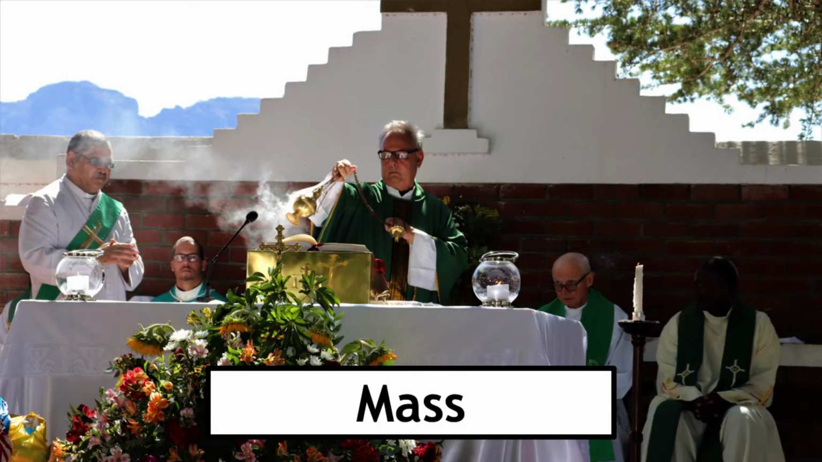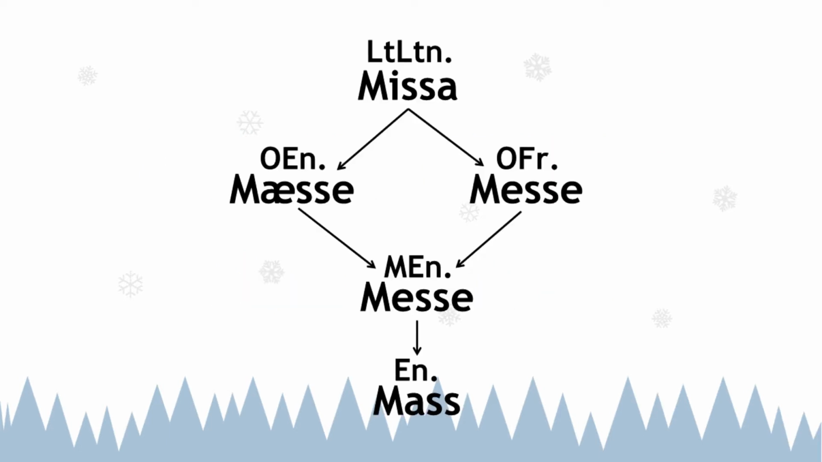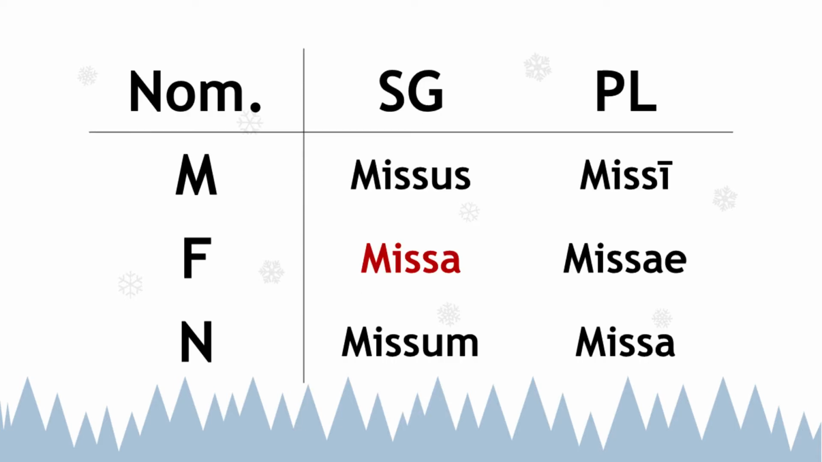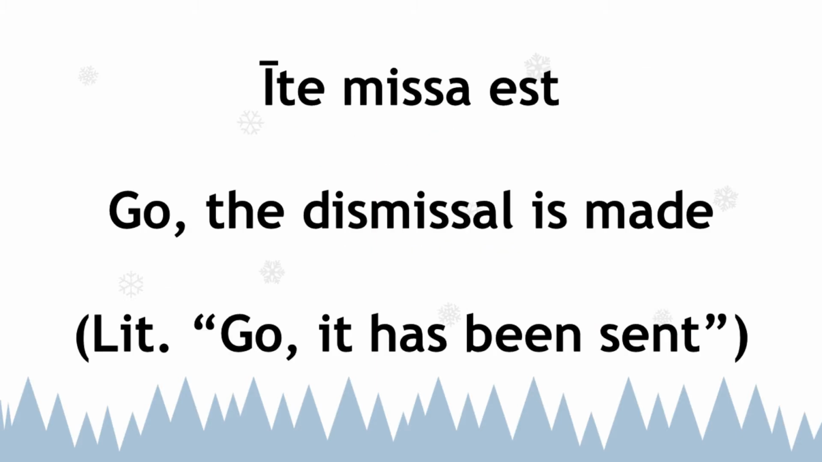The Mass of Christmas refers to Christian Mass, thus meaning the Mass of Christ, which came through Old English and Old French from the late Latin word missa. This is the feminine singular of missus, the past participle of mittere, to send, as used in the phrase ite missa est, meaning go, the dismissal is made, which was spoken at the end of Roman church services. Missa was likely reinterpreted as a noun, leading to the present word.